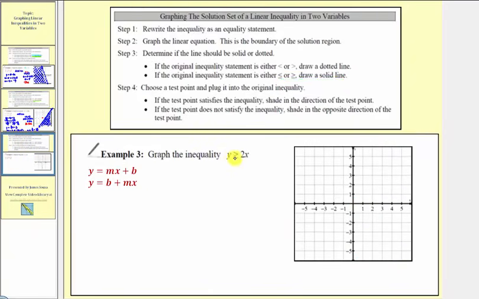Step 1, write the inequality as an equation. So we have y equals 2x. Step 2, graph the line and also determine what type of line to graph. So notice how the inequality here is greater than or equal to, which means the line is going to be part of the solution, and therefore we draw a solid line.